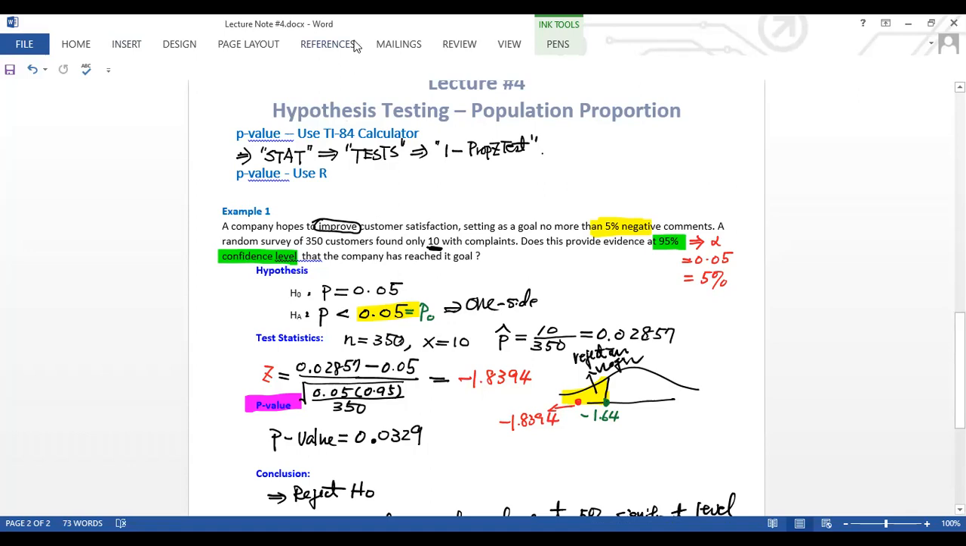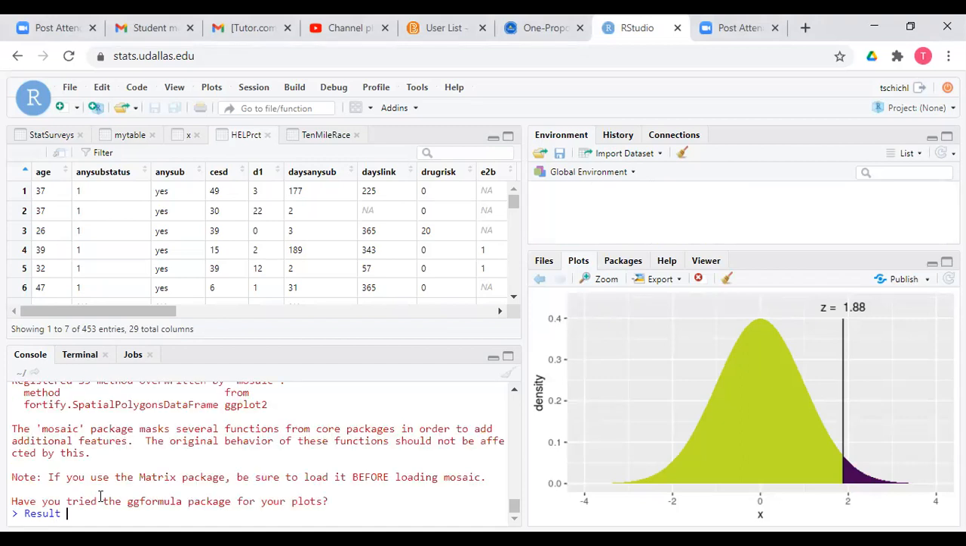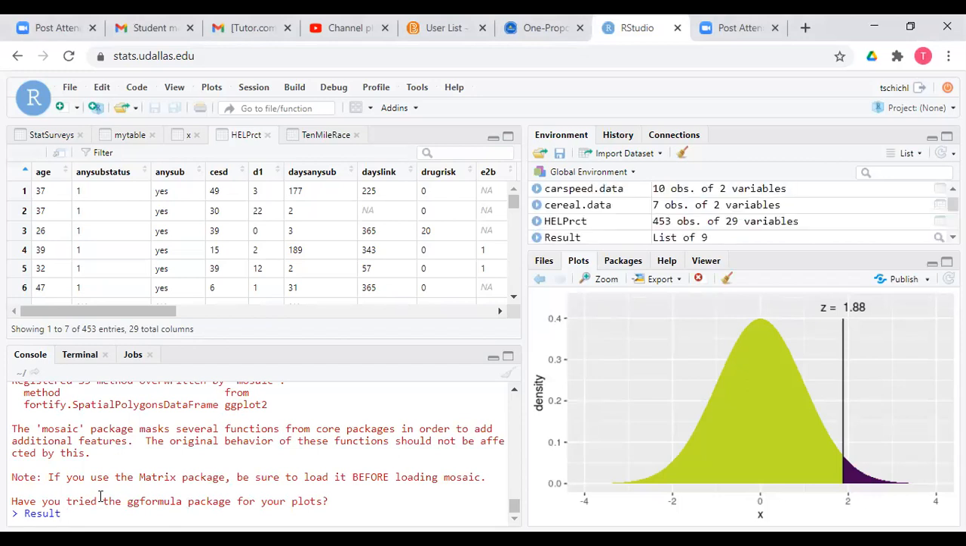Let me stop here and go to R. This is the R screen here, right? So here is the code you can use. Here I will say result. That means I just give the name result to the analysis result. You can give any name. You say John, Mary, that means your results are going to be in here.